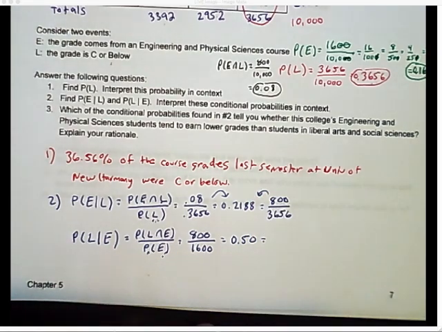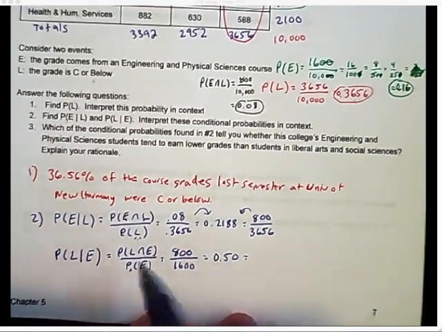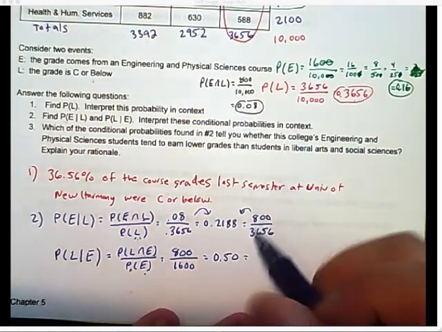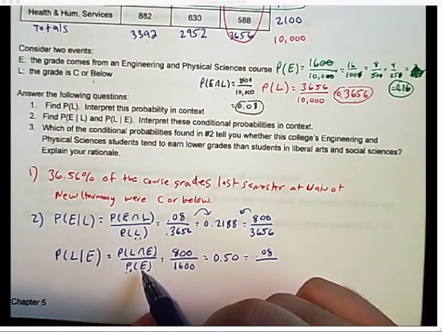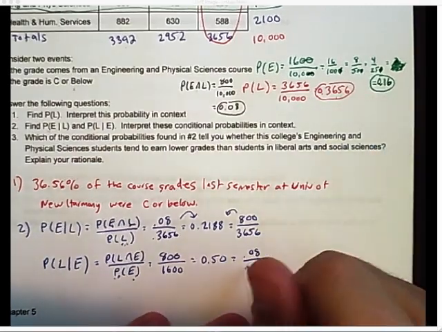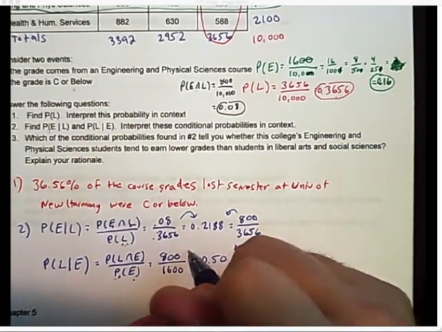If you wanted to do it the other way, L and E means the same thing as E and L. You could do 0.08 over the probability of E, which is up here, which is 0.16. So either way you do it, you're going to get 0.5.